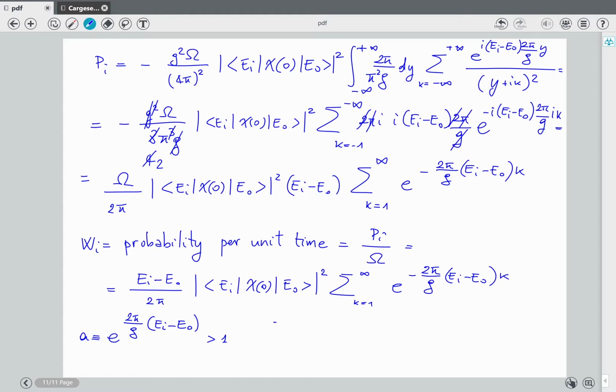And then we have the sum from n equal 1 to infinity of a to the minus n, which is of course equal to 1 divided by 1 minus 1 over a, minus 1. And so we have 1 divided by 1 minus 1 over a, and in the numerator we have 1 over a. So the result is 1 divided by a minus 1. Okay.